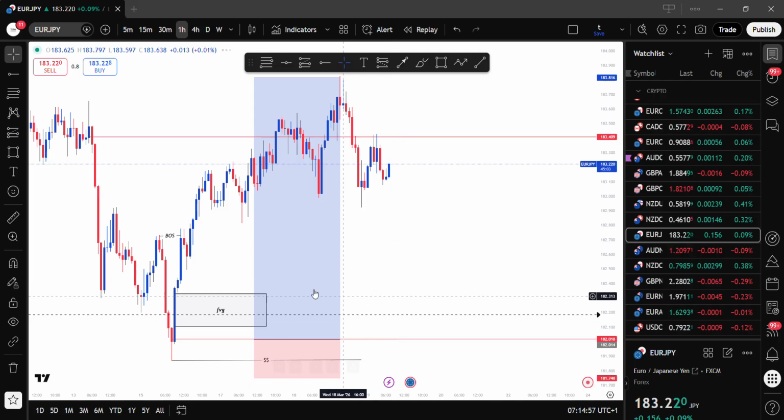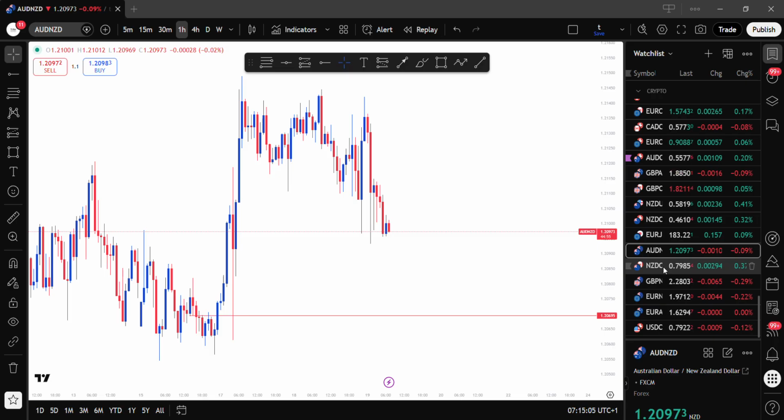But on 1 hour, there's a break of structure here. It gives us this FVG, and we're expecting market to come fill it out and keep buying. It's going to take time for it to come to that point, but just keep waiting.